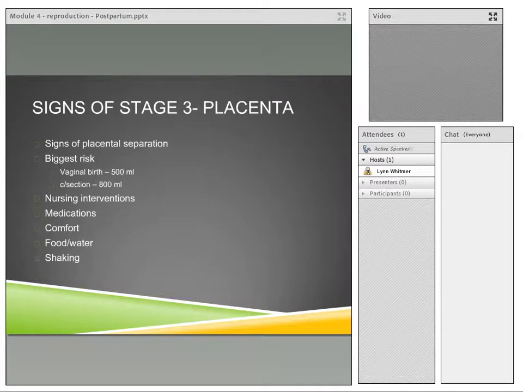Nursing interventions. We want to do initial care of our postpartum patient. Again, we talked about this briefly with the last presentation. You want to know what their vital signs are. We take their vital signs every 15 minutes for the first hour, then every 30 minutes for 2 hours to ensure that she's going to stay stable. Her blood pressure should be coming down.